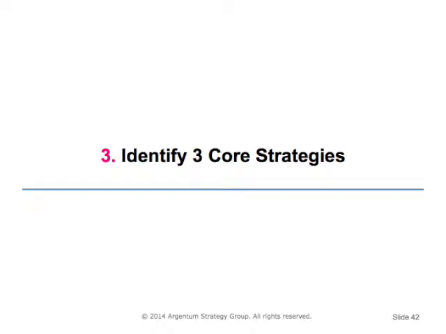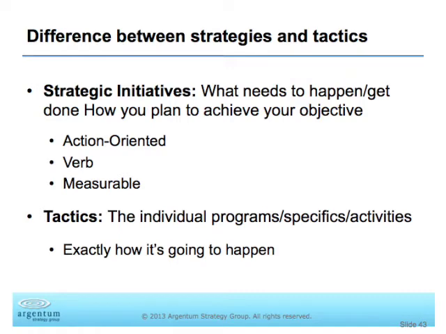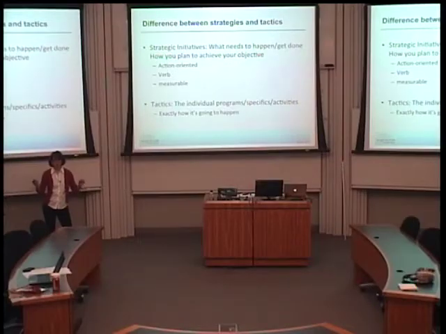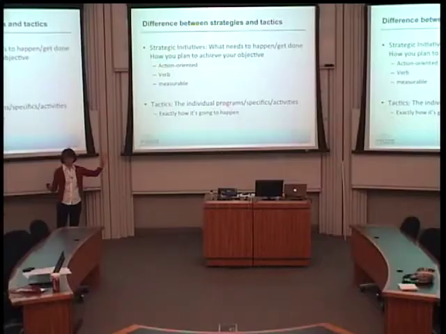You want to identify core strategies. These are things that are going to help you get done what you need to get done. A lot of people get strategies and tactics confused. I see it all the time. Tactics are things you spend money on. You can't spend money on a strategy. If you can buy it or pay someone to do it, it's a tactic. So strategic initiatives are what needs to happen or get done. They're action-oriented, they use verbs, they're measurable, and you can't buy them. If you can buy them, it's probably not a strategy.